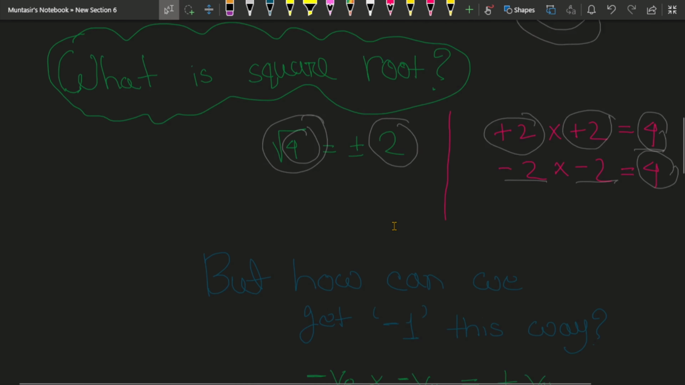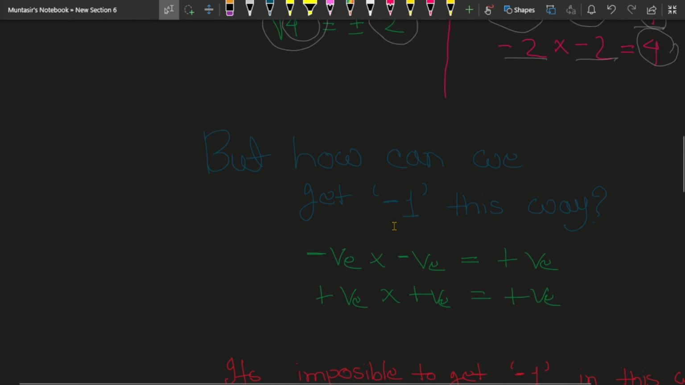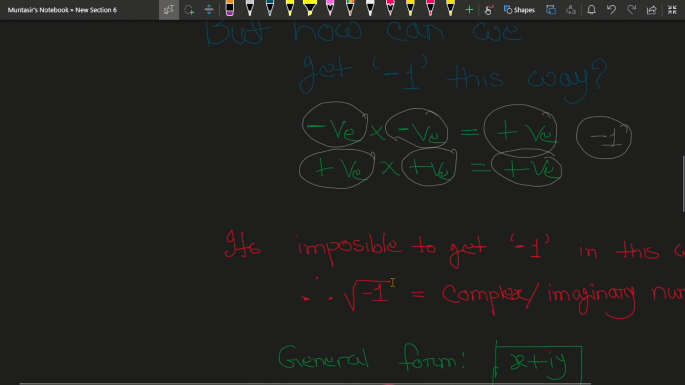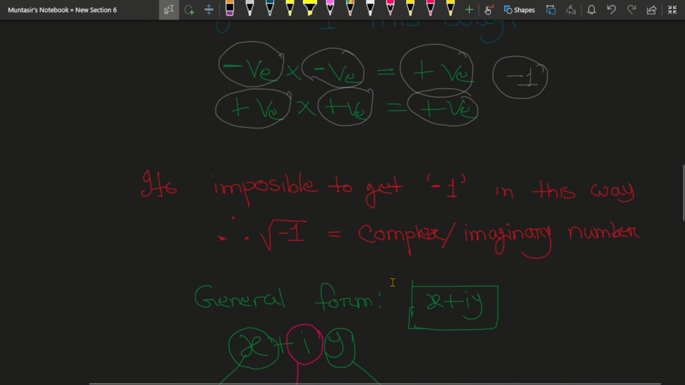Can we produce -1 in this way? No, it's not possible, because if we multiply a negative number with a negative number, we will get a positive number. If we multiply a positive number with a positive number, we will again get a positive number. In this way, we will not be able to reach any negative numbers. So we simply say that we don't know the answer of root over -1.